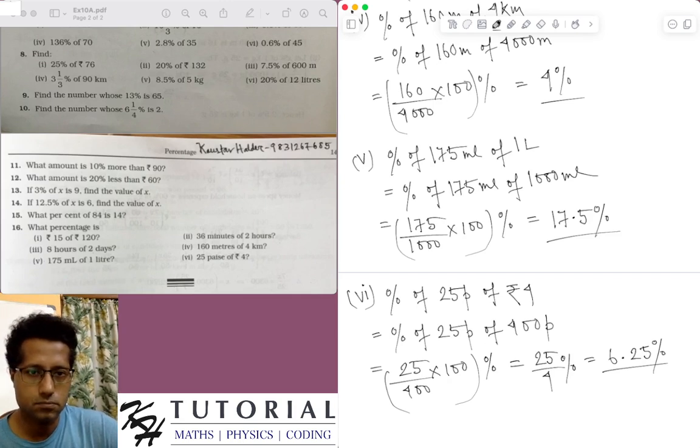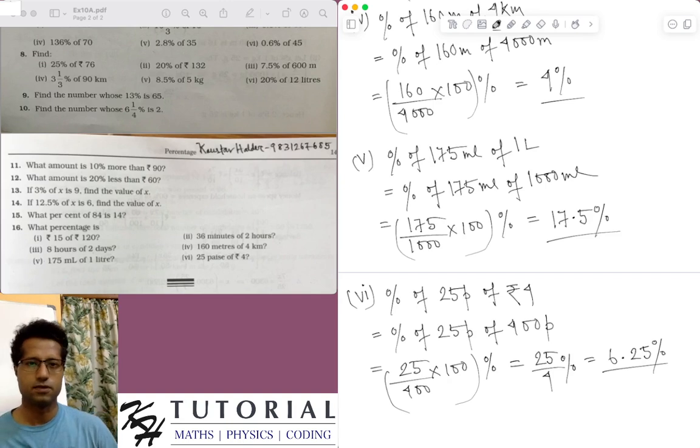So after this, the next section is word problems. We will do some word problems and solve the exercise 10B. And I think after 10B, we will have the objective questions, that is MCQ, and then test paper 10.